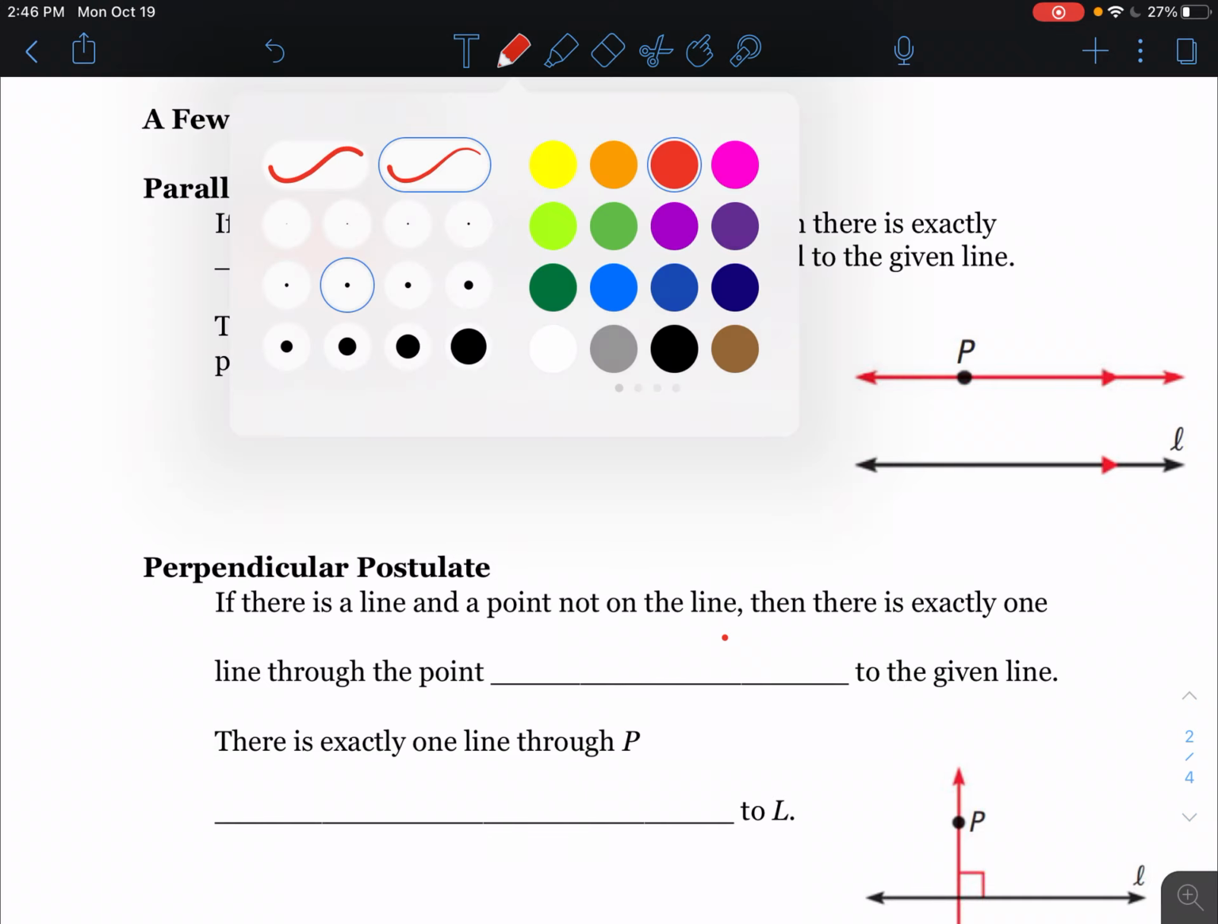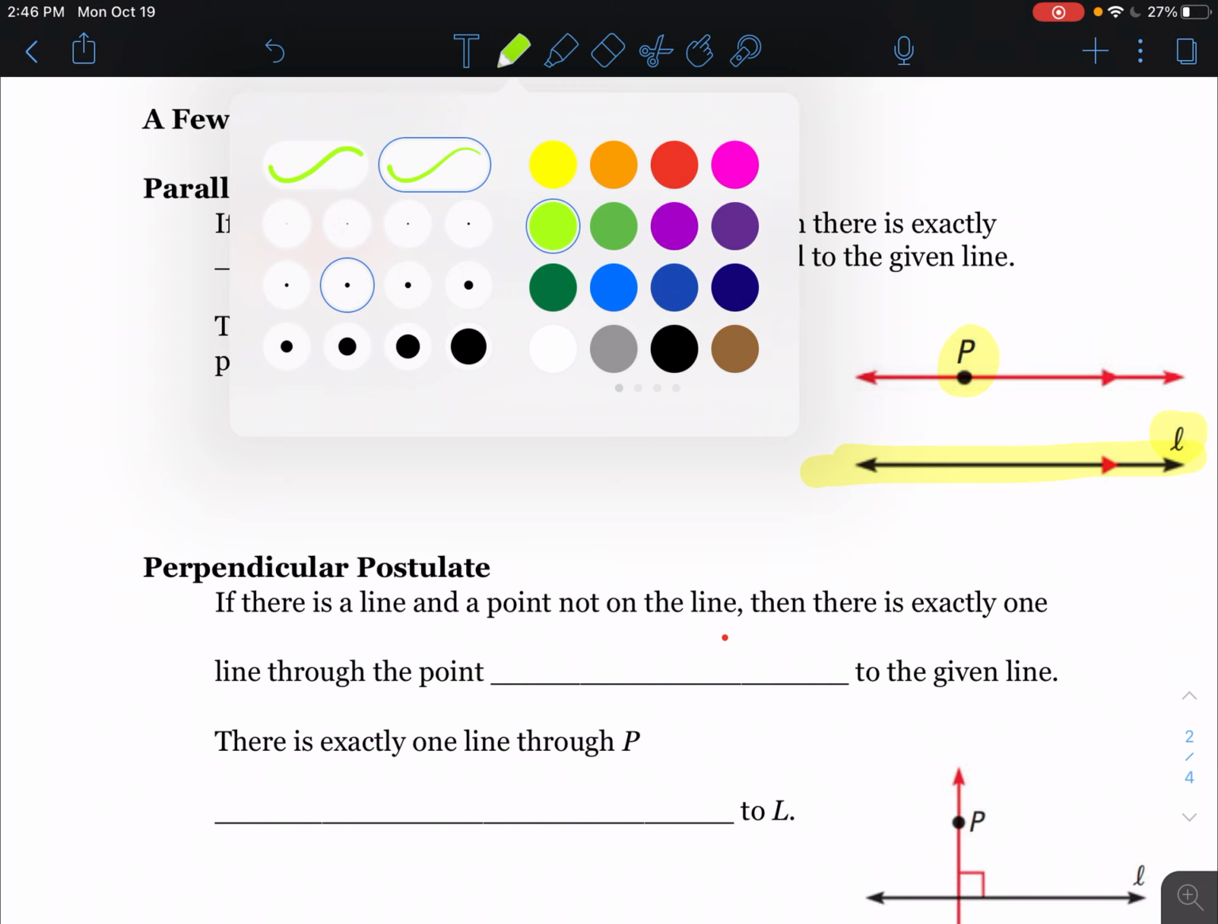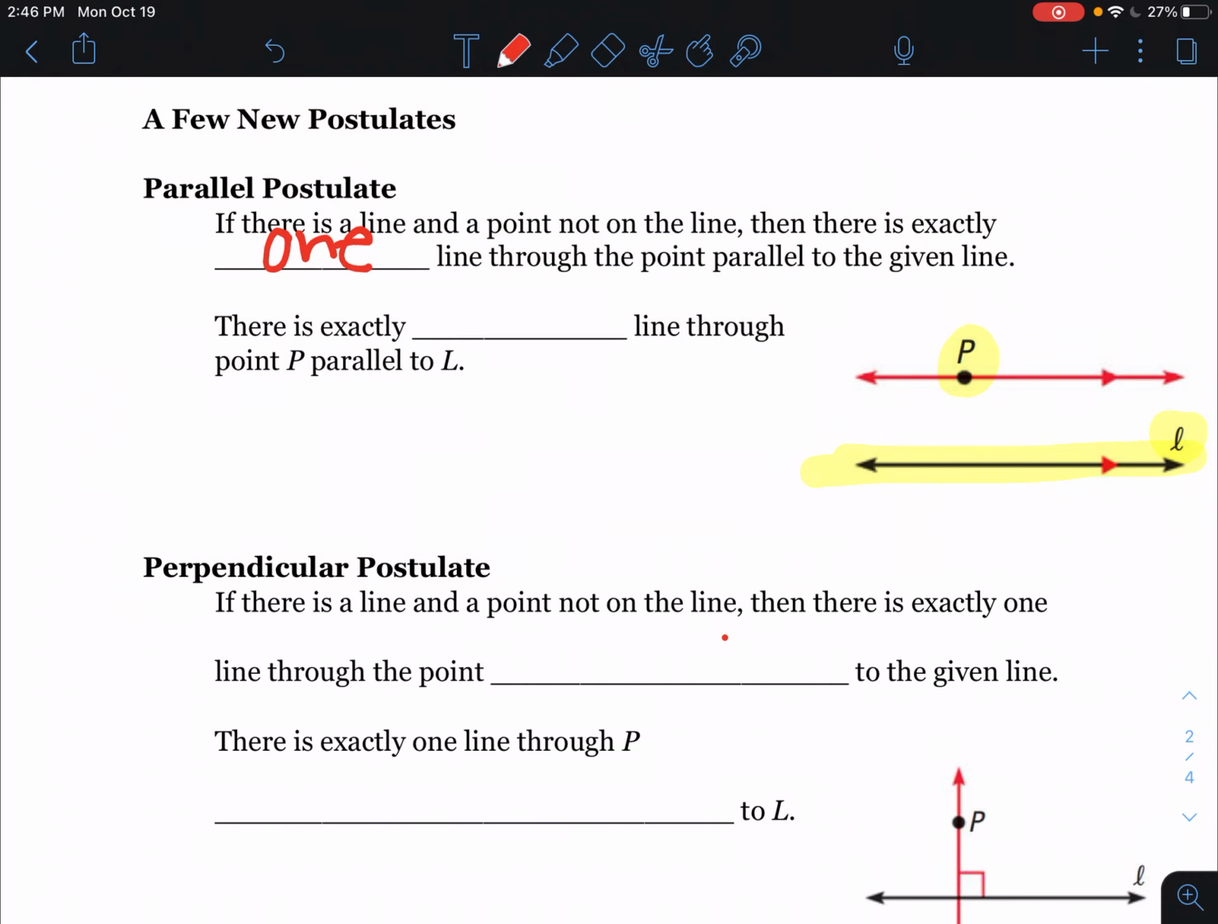Okay, what does this mean? This means if we have a line, we'll call this one line L. See how it says L right here? So we have line L, and a point not on that line, point P. Then if I asked you to draw a line through point P that's parallel with line L, there's only one way to do it, and it would be looking like this.